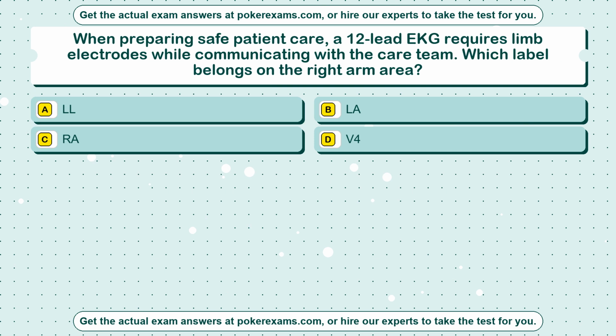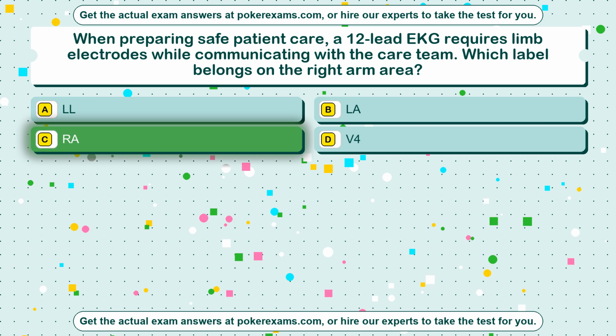Question 38. When preparing safe patient care, a 12-lead EKG requires limb electrodes while communicating with the care team. Which label belongs on the right arm area? Option A, LL. Option B, LA. Option C, RA. Option D, V4. The correct answer is option C, RA.